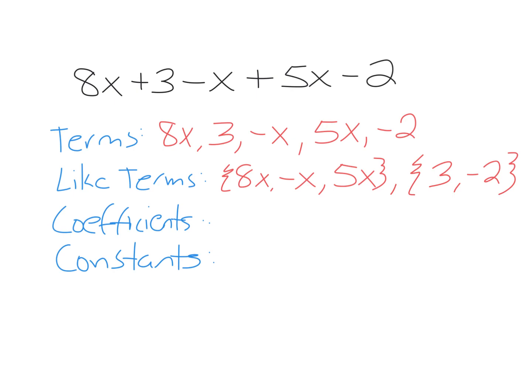Good. Coefficients, what's the definition of coefficient? What is it? There you go. Number with the variable. Okay, so we have 8x. What's the coefficient of 8x? 8. What's the coefficient of negative x? Negative 1. What's the coefficient of 5x? 5. Good. Okay, last one is constants. What does that mean? The number that stays the same. No variable, right? What are those? 3 and negative 2. Yep.